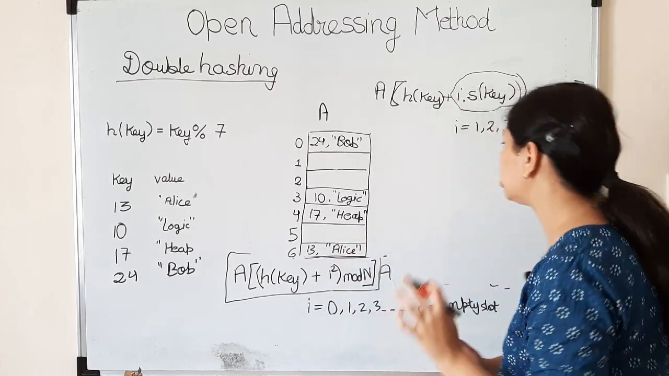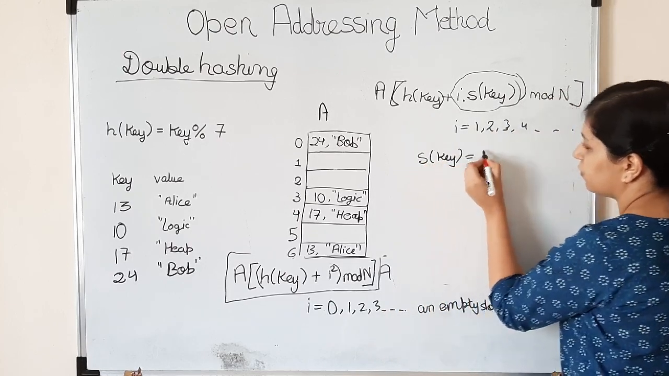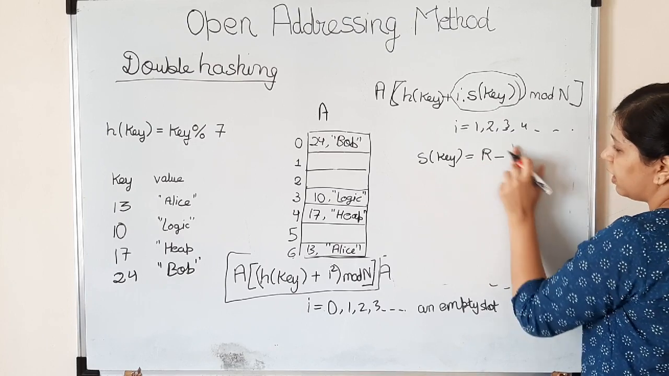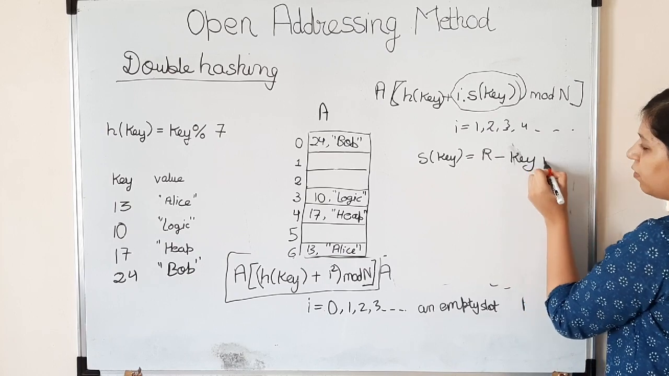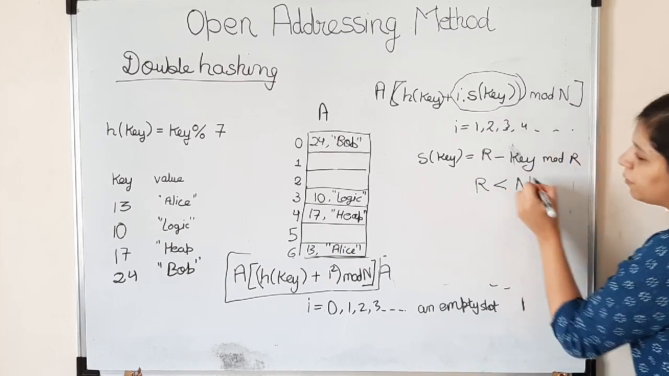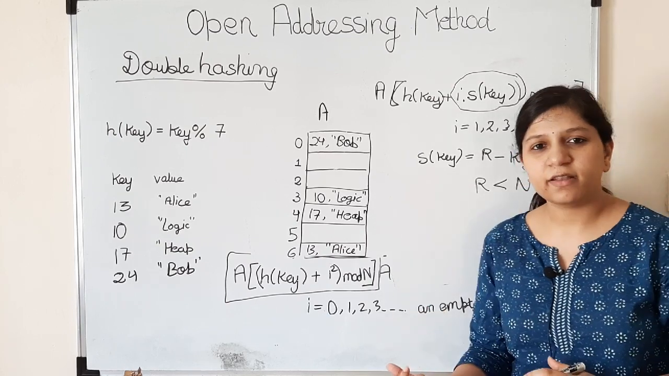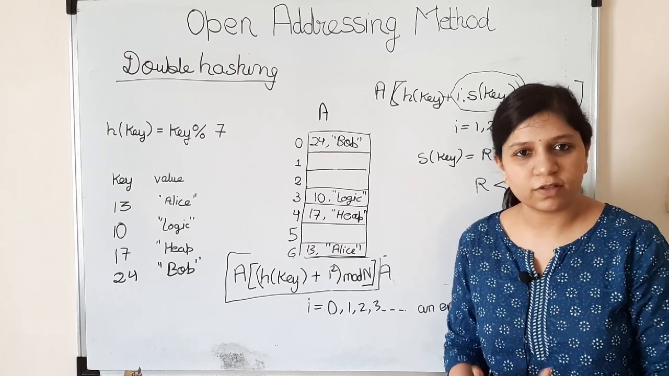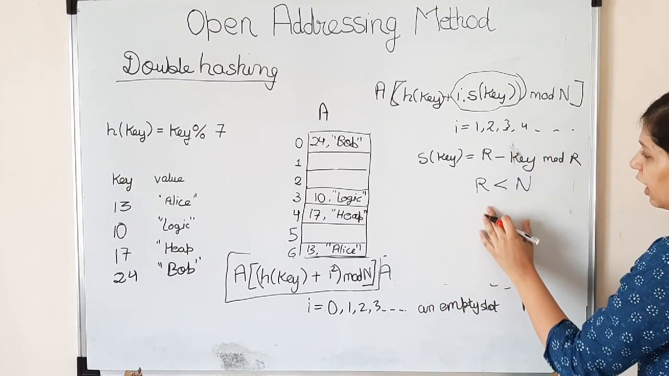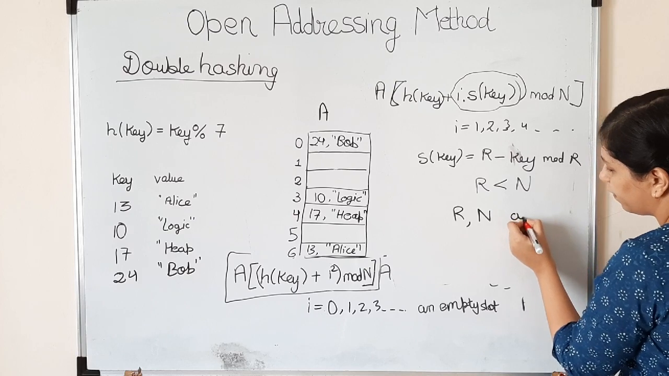And this hash function is generally like R minus key mod R, where R is less than your table size. Generally it is like that. So why are we taking it like this? This is beyond the scope of this tutorial, but you can learn more about it. One more thing, R and N, we generally take as prime.